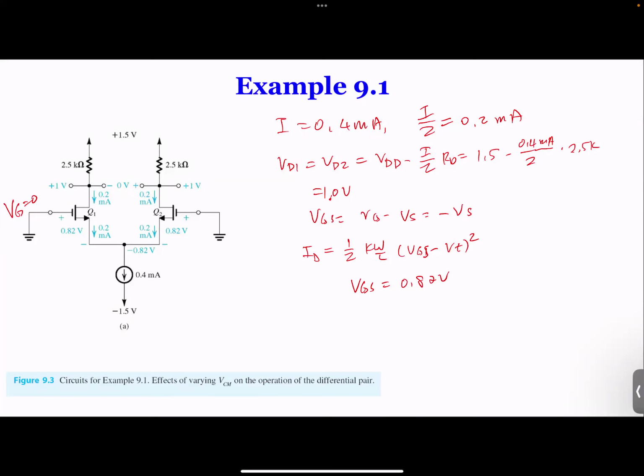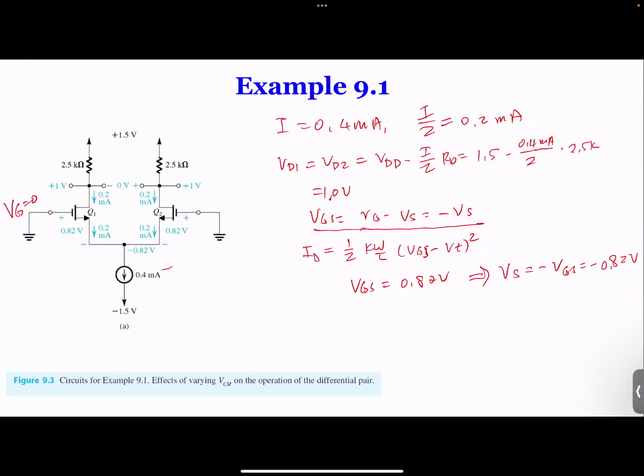Once we got this 0.82 volts, we can get the voltage at the source. So let's do another calculation to find out what VS is. Since we know the VGS equation here, VGS is equal to minus VS, therefore VS is minus VGS, which is minus 0.82 volts. So we solve basically the problem.